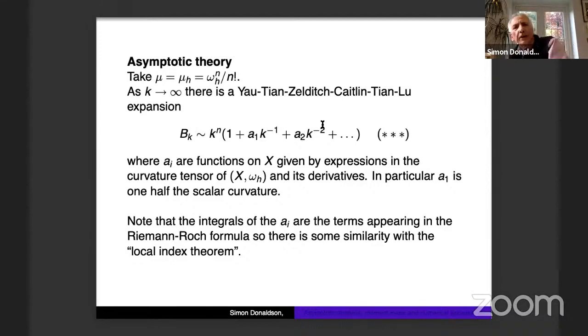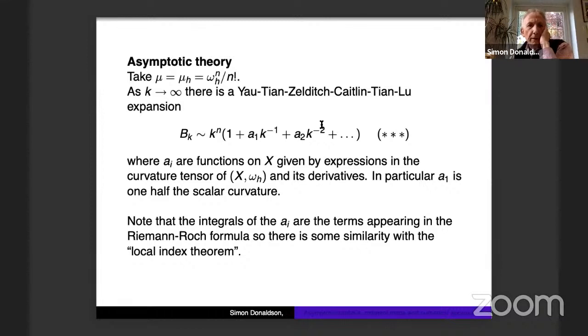So there's some similarity here with what's called the local index theorem, because we know that the integral of bk gives the dimension of the space of sections, and we know that's given by the usual polynomial given by the Riemann-Roch formula. So we know that the integrals of these AI are known expressions in terms of Chern classes and so forth. And those expressions have standard Chern-Weil representatives.